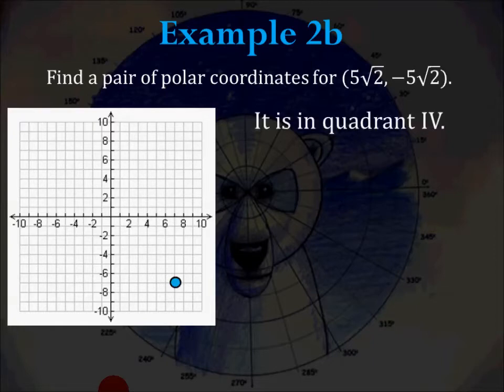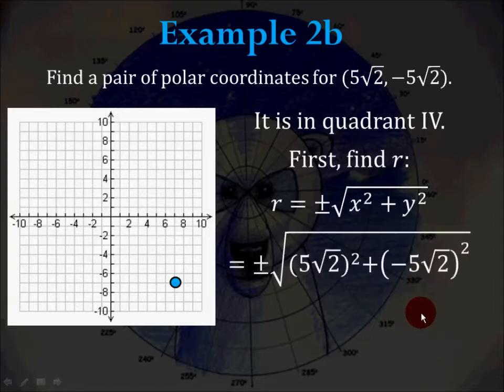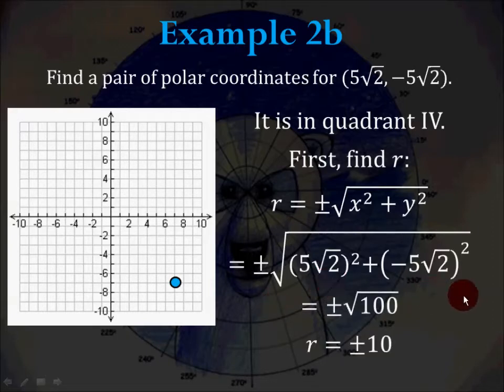All right, so we have a quadrant 4 point, 5 root 2, negative 5 root 2. If you want to know exactly what that is, you can put that in your calculator, but it's a little over 7. So first we have to find R. So we're going to use the Pythagorean equation to find it. And if you plug everything in, R is plus or minus 10. 5 root 2 squared is 50, plus another 50, you get plus or minus 100. R is 10. How convenient.